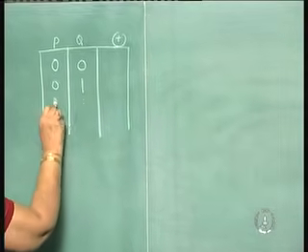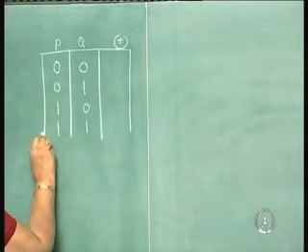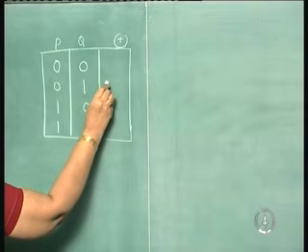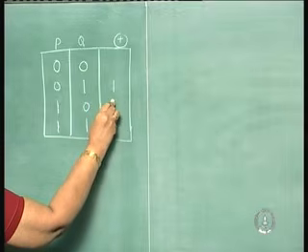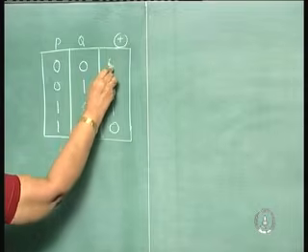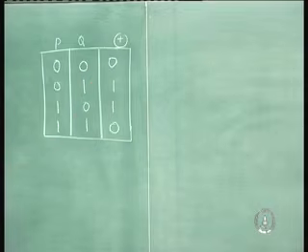Zero 1 1 0 1 1. In the exclusive OR case, it is true only when one of them is true and the other is false. If both of them are true or both of them are false, it is false.